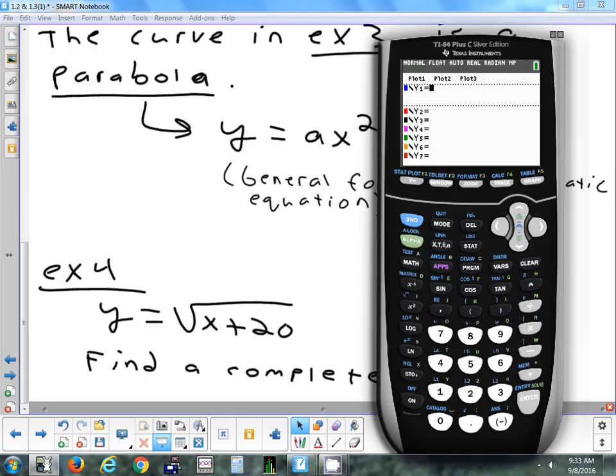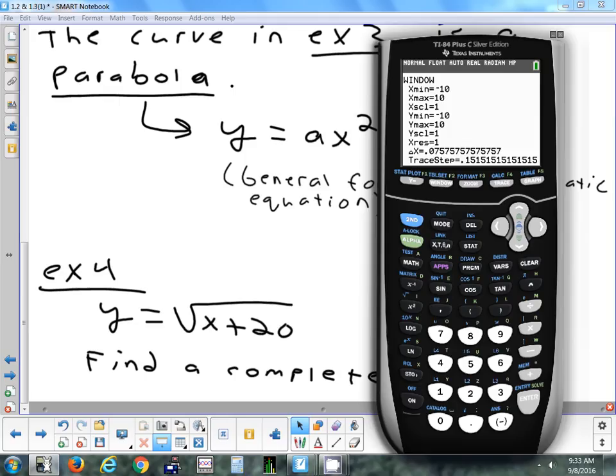Okay, so square root, I have to press the second x squared button. Now, if you started out with a standard window, it's not going to look very good. It almost looks like a line. Square root functions are not lines. Okay, that's not a good picture, not a complete window.